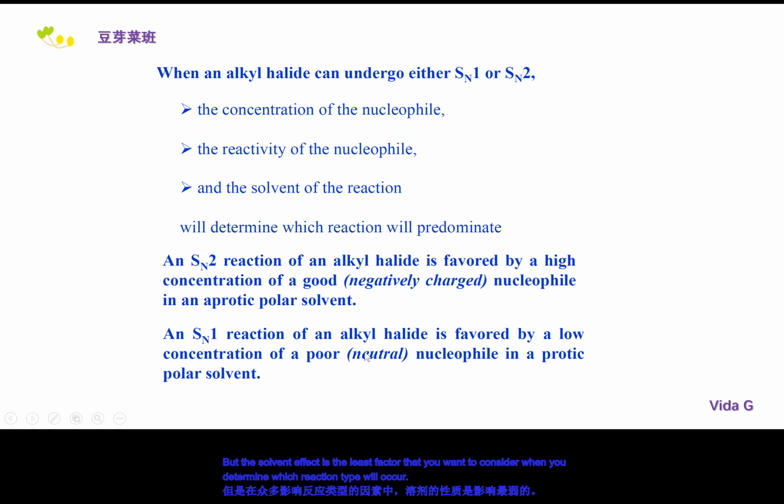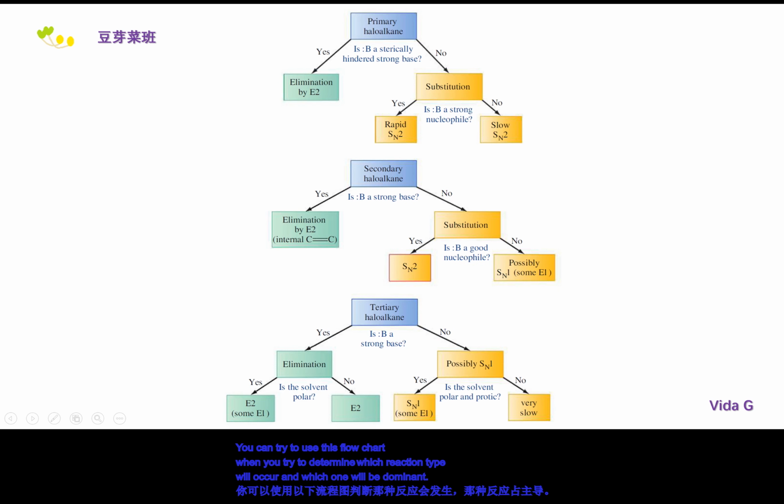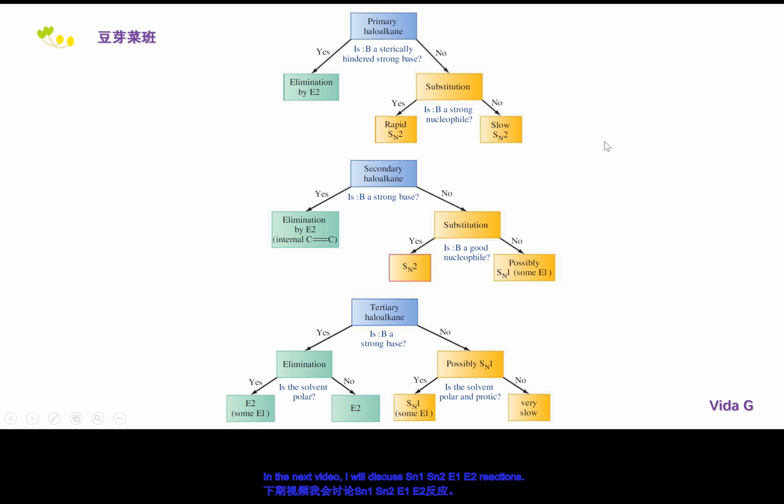But the solvent effect is the least factor that you want to consider when you determine which reaction type will occur. You can try to use this flowchart when you try to determine which reaction type will occur and which one will be dominant. In the next video, I will discuss SN1, SN2, E1, E2 reactions.